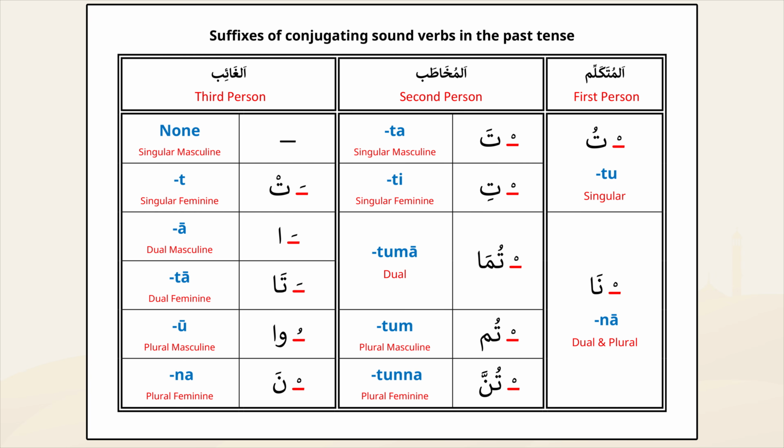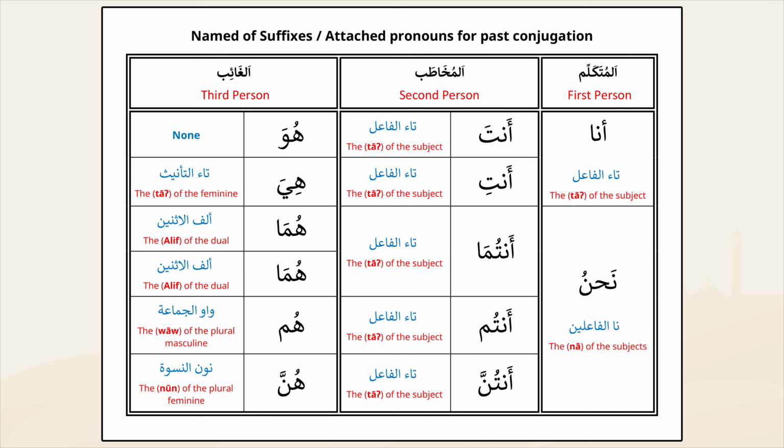Here is a table of pronouns with the corresponding suffixes in the past tense. This table should serve as your foundation for conjugating any regular verb in the past tense. And here is another table with the specific names of the connected pronouns used for each pronoun. You will find both tables in the PDF file accompanying this video.